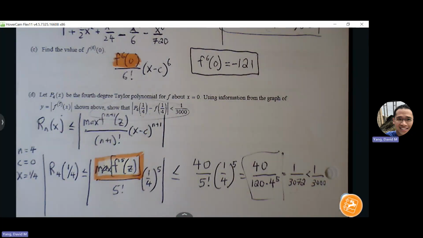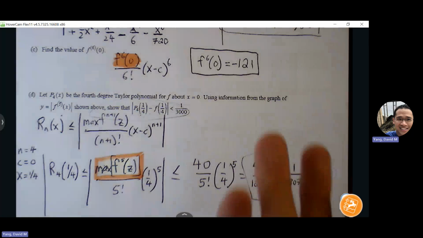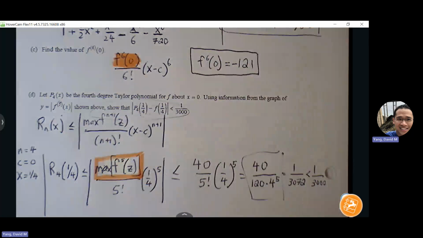Okay, any questions? Okay, all right, so that's good. We're able to see an example of a Taylor series FRQ. Lagrange error bound is not going to show up on every FRQ, but this is how it has shown up on one particular AP exam.